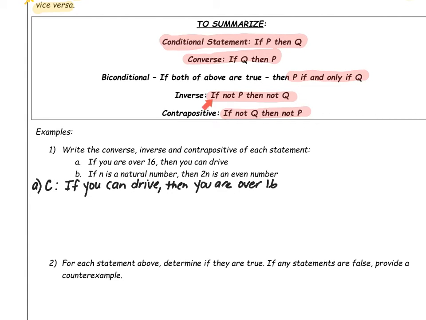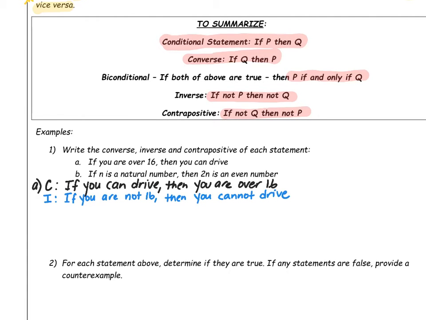From looking up here, the inverse is if not P, then not Q. So we're going back to that original conditional statement and negating both. So the inverse says if you are not over 16, then you cannot drive.